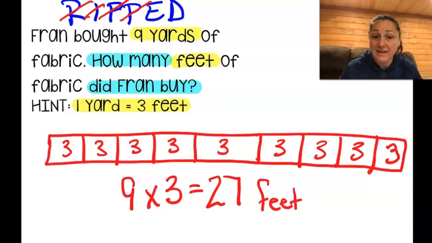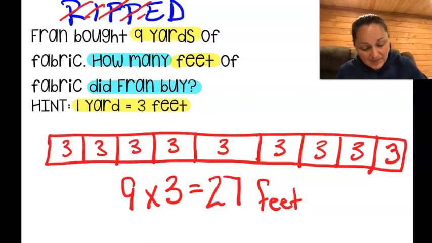F-E-E-T, or I could say F-T would be fine. So how many yards did Fran buy? 27 feet. We executed it. Does it make sense? D.